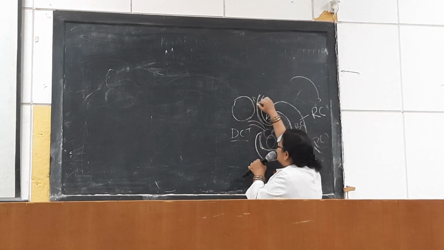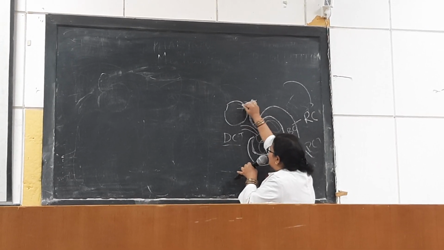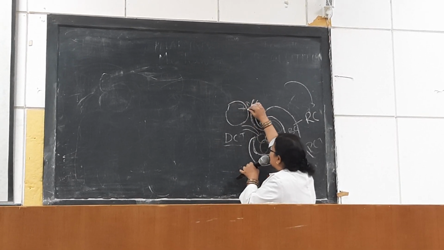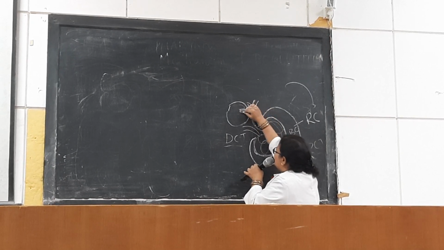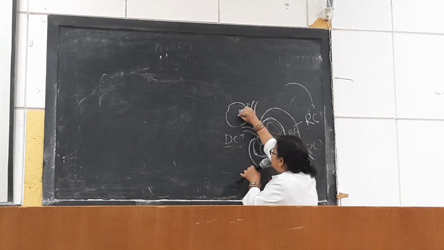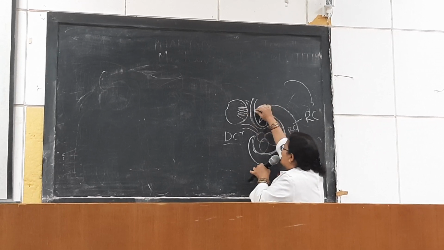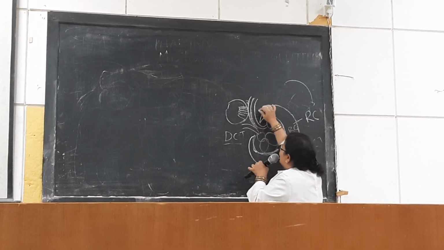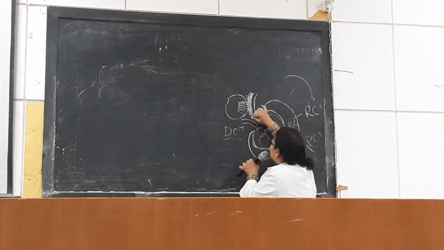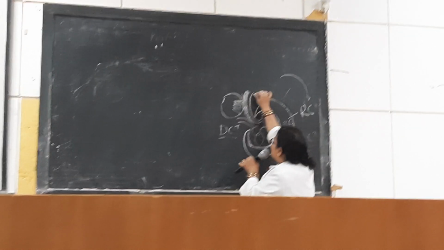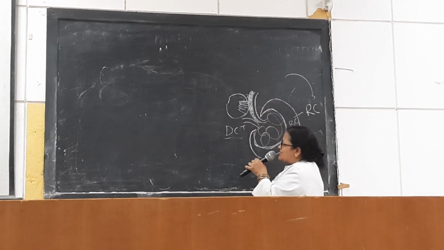When the distal convoluted tubule comes nearer to the afferent arteriole, there are certain cells in it. It is normally lined by simple cuboidal cells, but when it comes in close association with the afferent arteriole, these cells become tall columnar and compactly arranged to form the macula densa cells. And in the afferent arteriole, in the tunica media, the smooth muscle cells get hypertrophied to form the JG cells, juxtaglomerular cells.